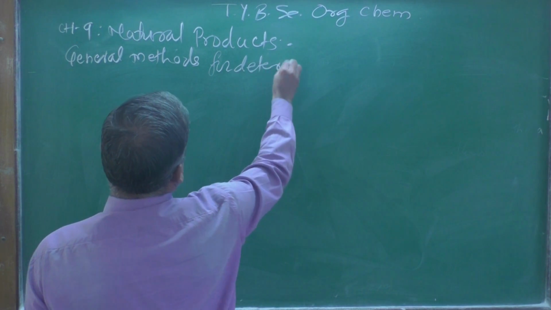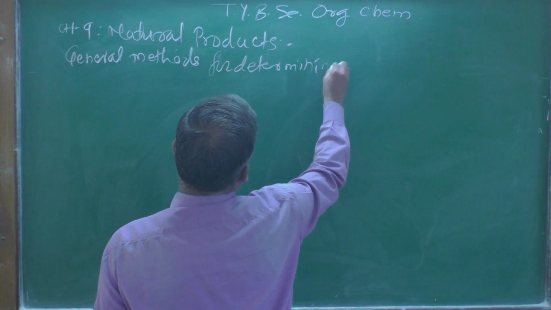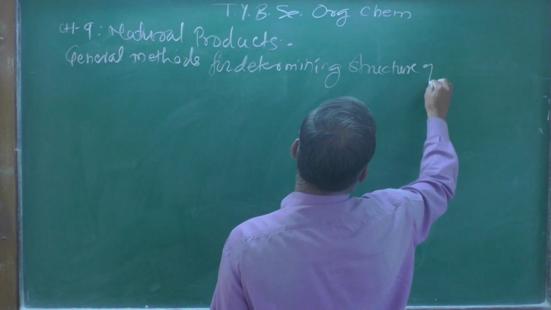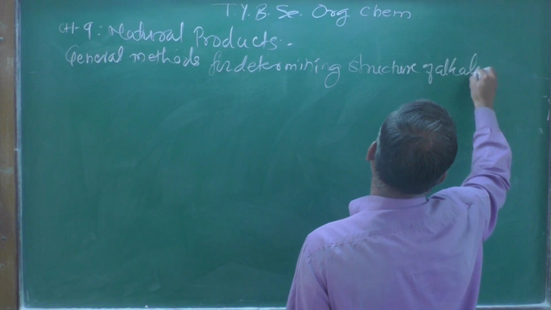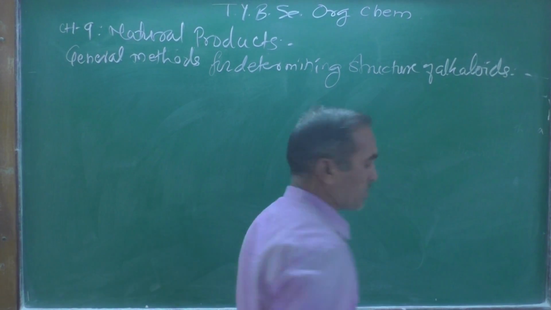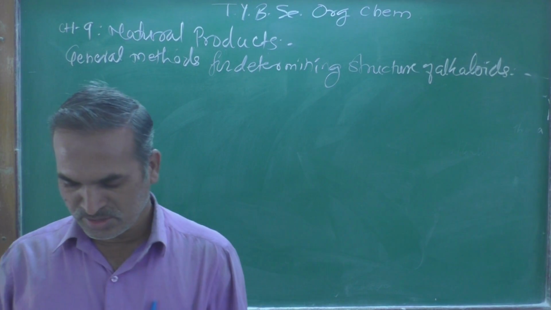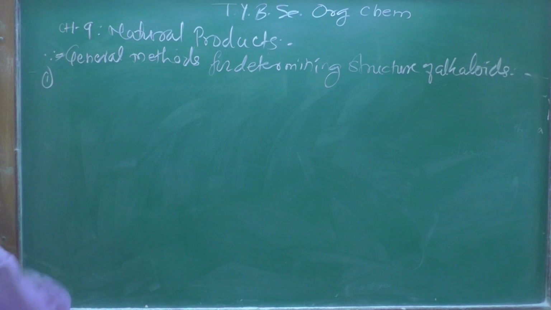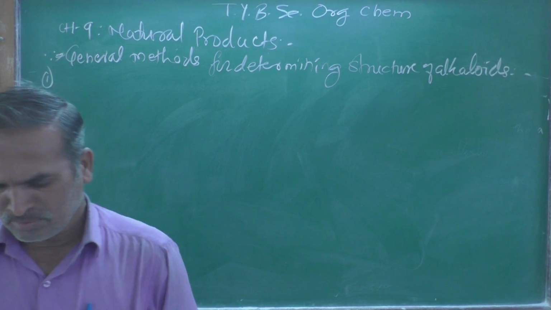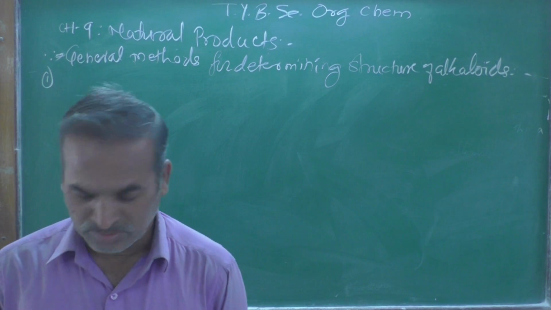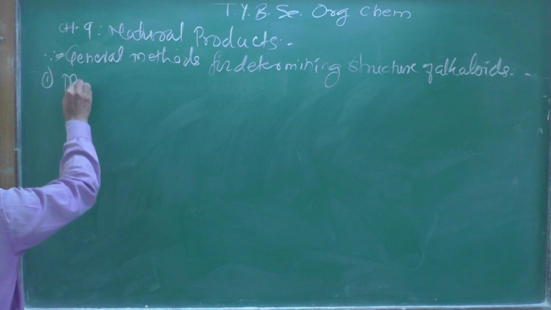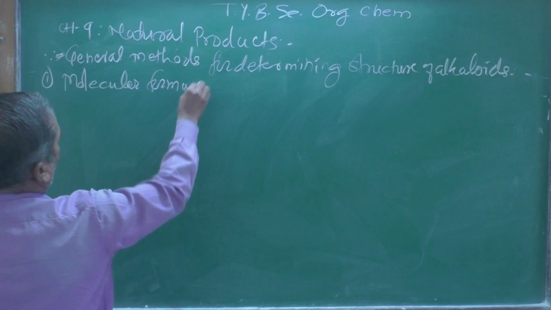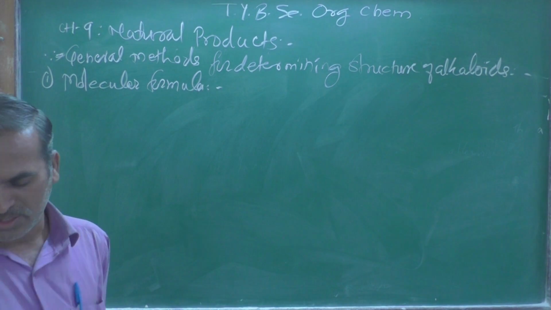For determining the structure of alkaloids, that is the point which we are discussing right now. Now, point number 1, what is that? Molecular formula. The first point we are learning is the molecular formula.